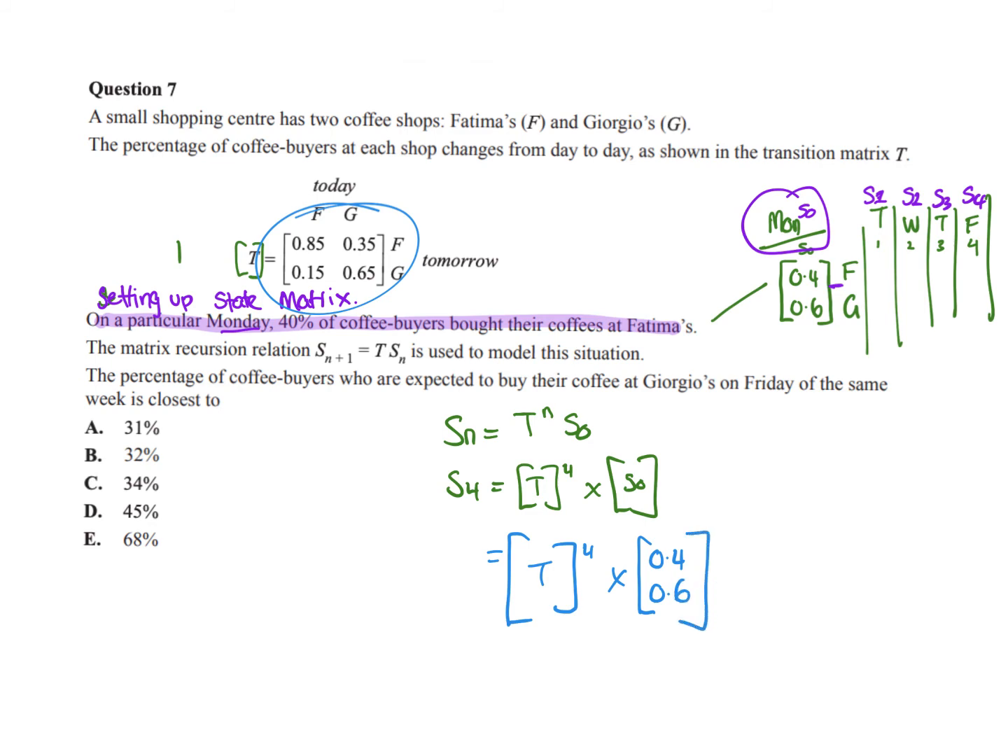So we'll go do that on the calc. All right, so we found this, and remember that the top one is Fatima's and the bottom one is Giorgio's, and they wanted to know the percentage who are going to be at Giorgio's. So I'm going to say 32%, which would be B.